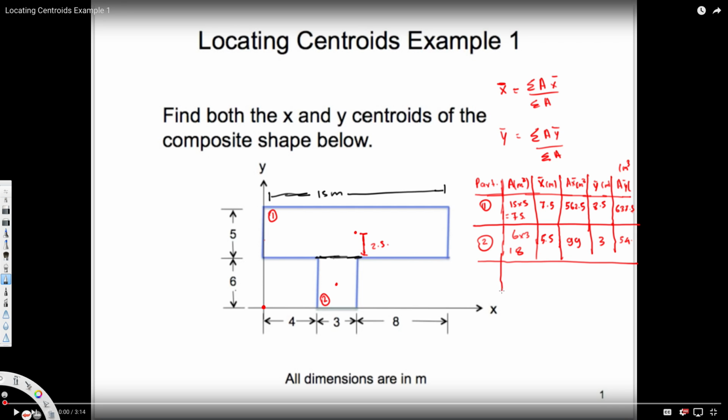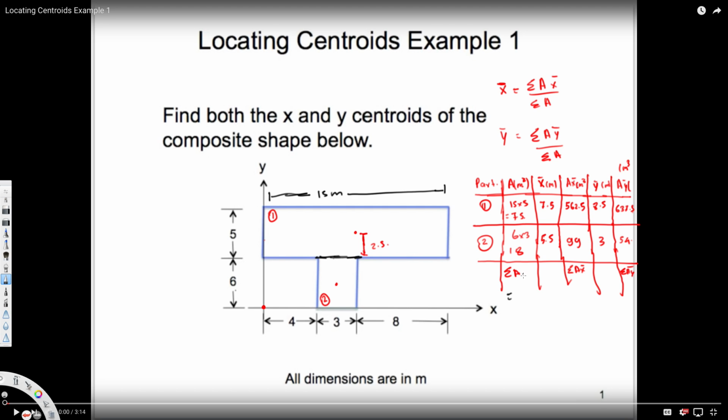Now the information we need is to find x bar and y bar. That's the main thing. So in this case, to find that we need sigma Ax, and we have to know sigma A, which is going to be the total sum of area, and then we have to know sigma Ay, which is the total sum of this column right here. So these are the three columns we have to calculate. If I add them all together, let's see what I get.